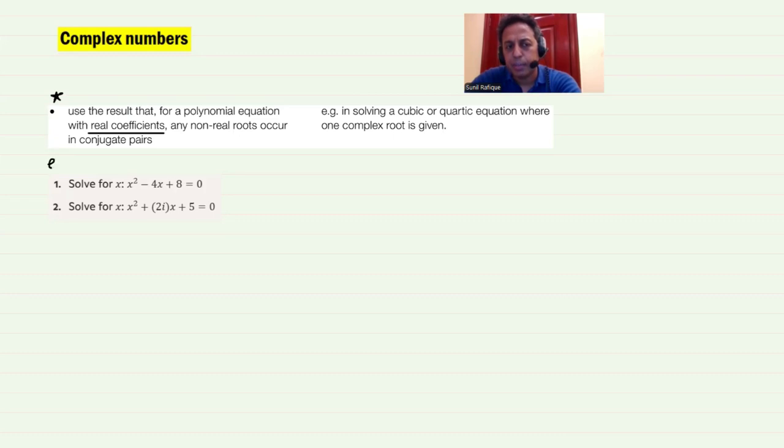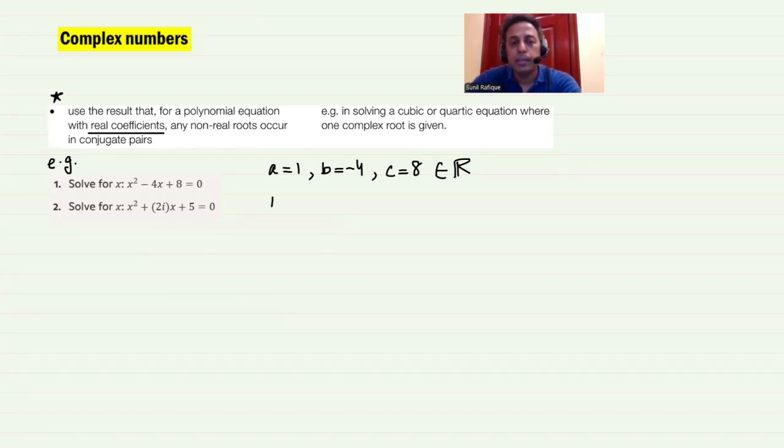Take for example this question 1 over here. I've picked an example. In this example, you can see that A is positive 1, B is negative 4, and C is positive 8. Each of them belongs to the real numbers. They are not imaginary. They do not have a coefficient of iota. So let's find out whether the roots exist in conjugate pairs.